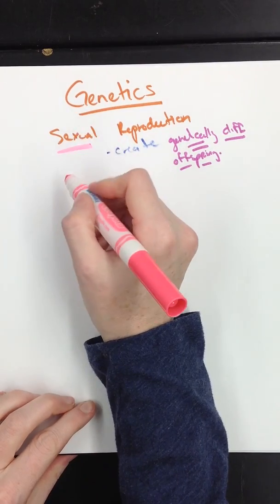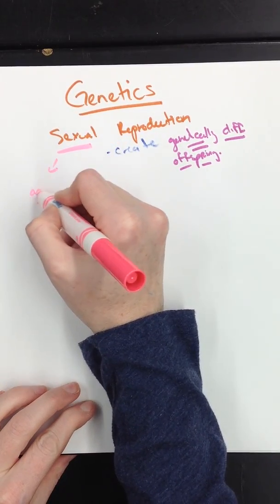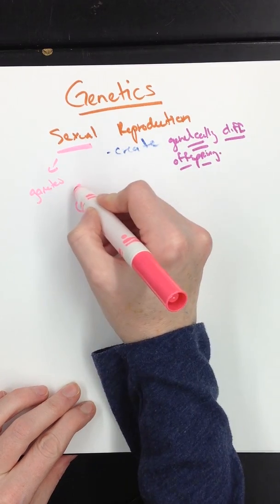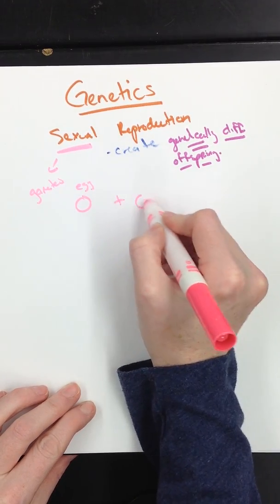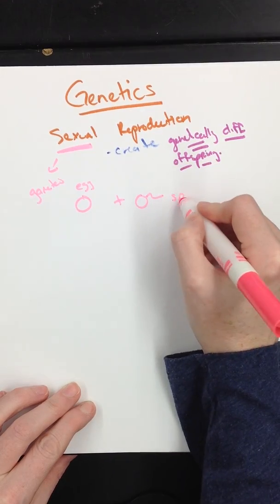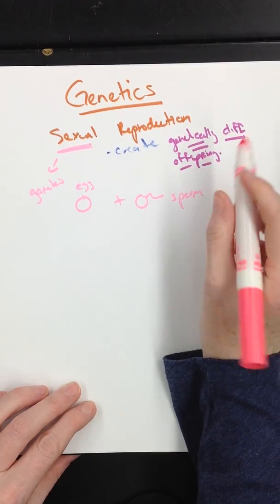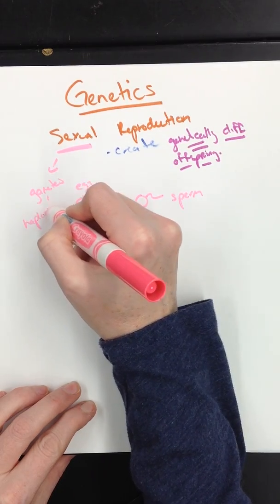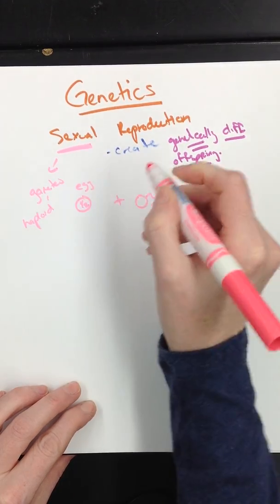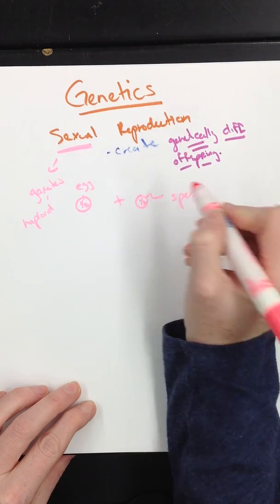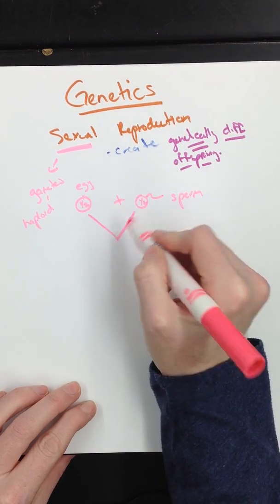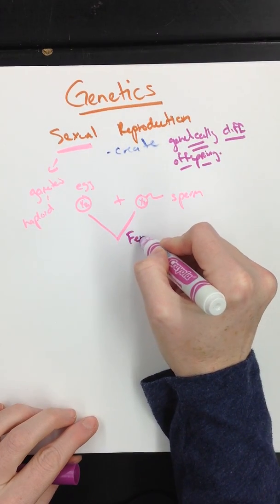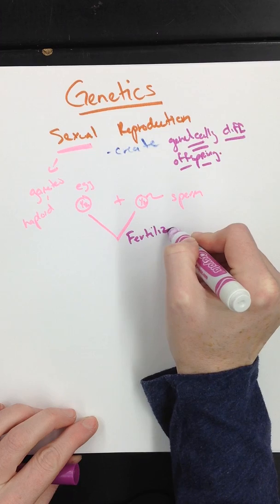If we're talking about sex, that means we're going to involve two different gametes. We're going to involve my egg, and then we're going to involve my sperm. Remember, each of these gametes, egg and sperm, is haploid. That means my egg has half the chromosomes and my sperm has half the chromosomes. Then when these two come together, that process is called fertilization.